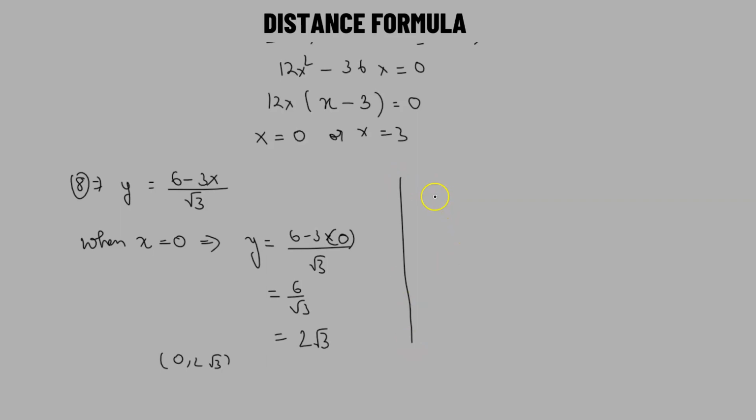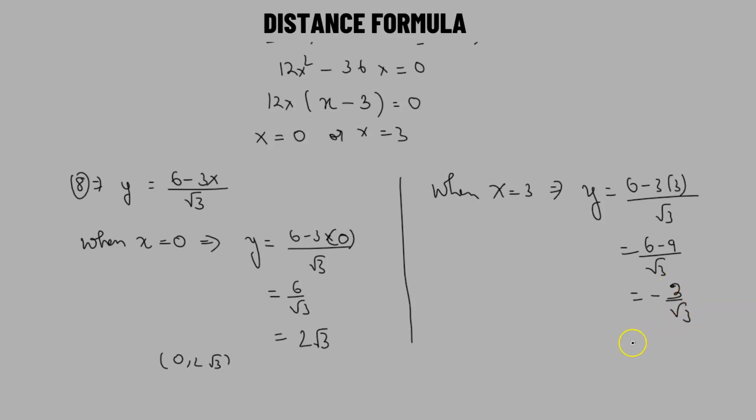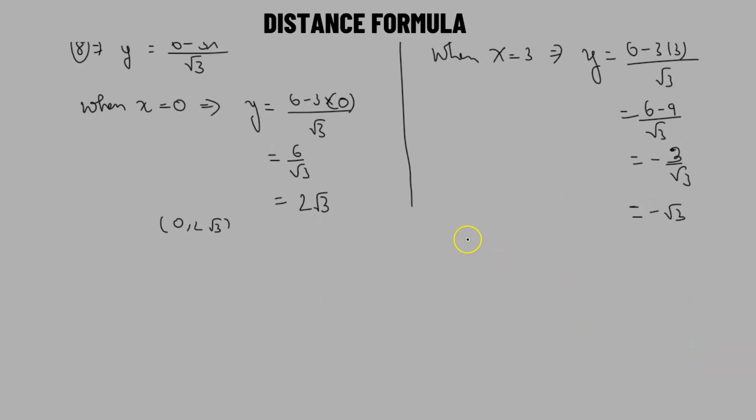And for the other value, when we have x equals 3, y equals 6 minus 3 multiplied by 3, divided by square root of 3. So we have 6 minus 9 over square root of 3. We have negative 3 divided by square root of 3, which corresponds to negative square root of 3. So x equals 3 corresponds to y equals negative square root of 3. That means 3, negative square root of 3. This is going to be the other coordinate point.